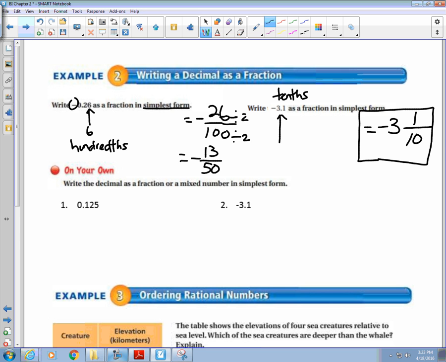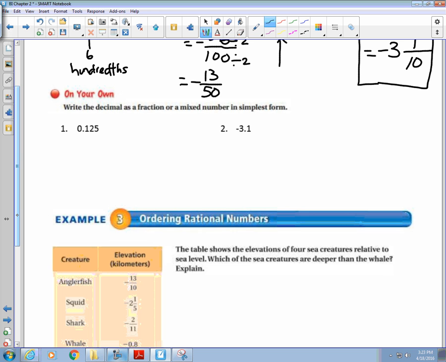Okay, so let's do a couple more examples of this. I have 0.125. I don't have a negative sign or a whole number that I'm going to keep in my answer. So my answer is just going to be a fraction. So I need to figure out my denominator. I'm going to look at the number furthest to the right. It's a 5. The 1 is in the tenths place. The 2 is in the hundredths place. The 5 is in the thousandths place. So I'm going to use that thousandths to give me my denominator, which would be 1,000.